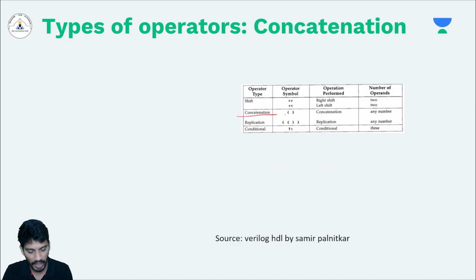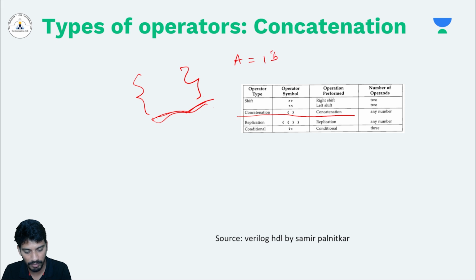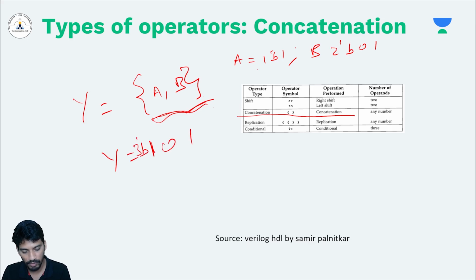Now let's see what the concatenation operator is. The concatenation operator is used in order to get the string concatenation or data type concatenation. In this case, let's say you have 2 inputs, A is equal to 1'b1 and B is equal to 2'b01. If you want to concatenate A and B and put it into Y, then you can directly write concatenation of A comma B. So the output will be 101. Y is a 3-bit value of 1 from A and 01 from B.